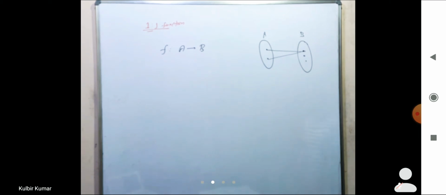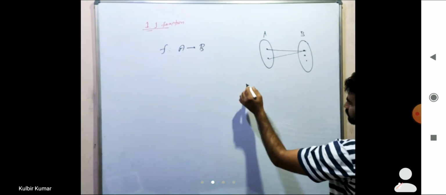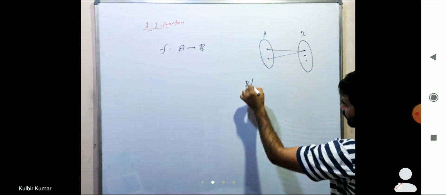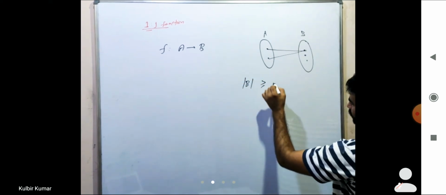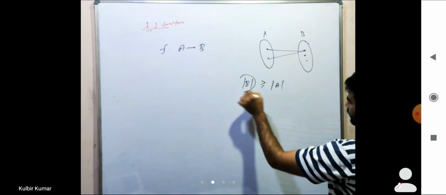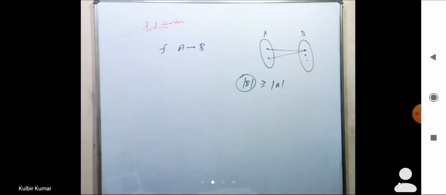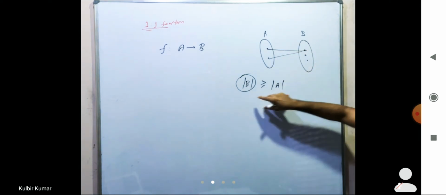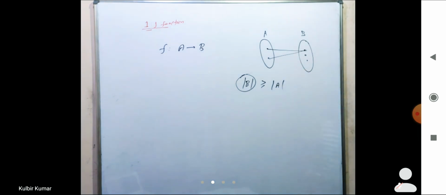And there should be one condition. One condition is that cardinality of B is greater than or equal to cardinality of A. Means cardinality of B will be greater. If here there are two elements, so here it should be equal to 2 or more than 2, right? So cardinality of this set should be greater than this set A. Clear? This is a one-to-one function.